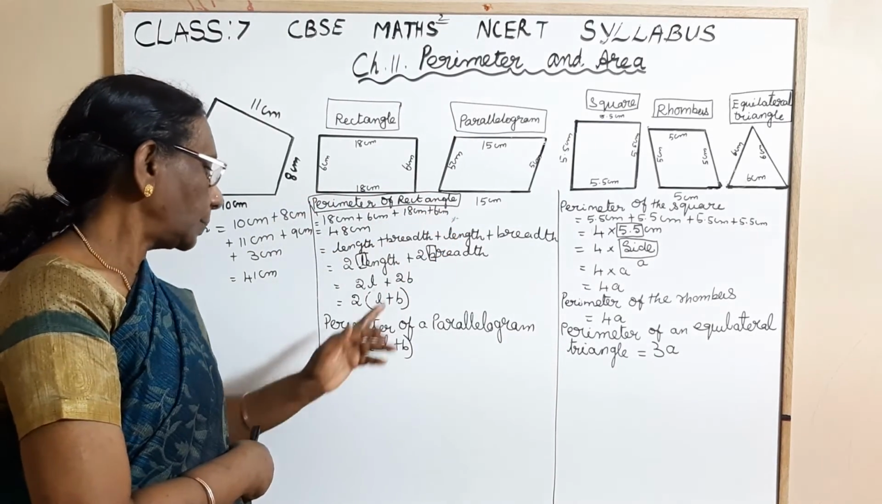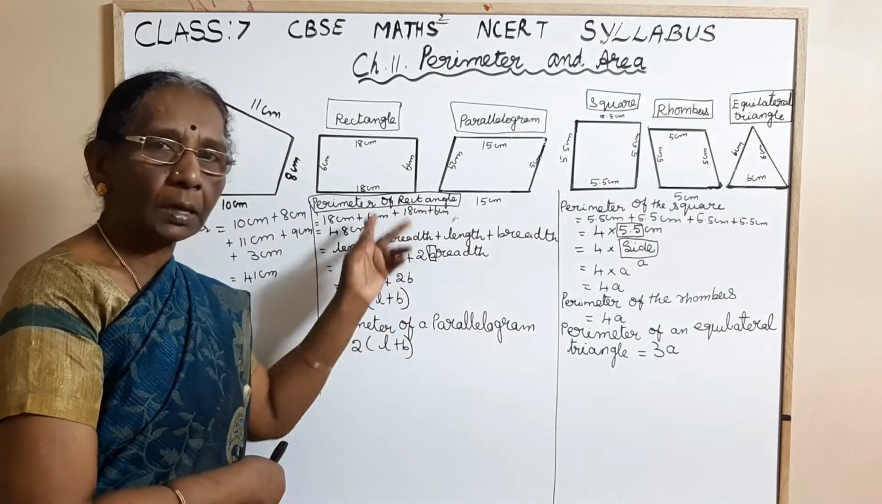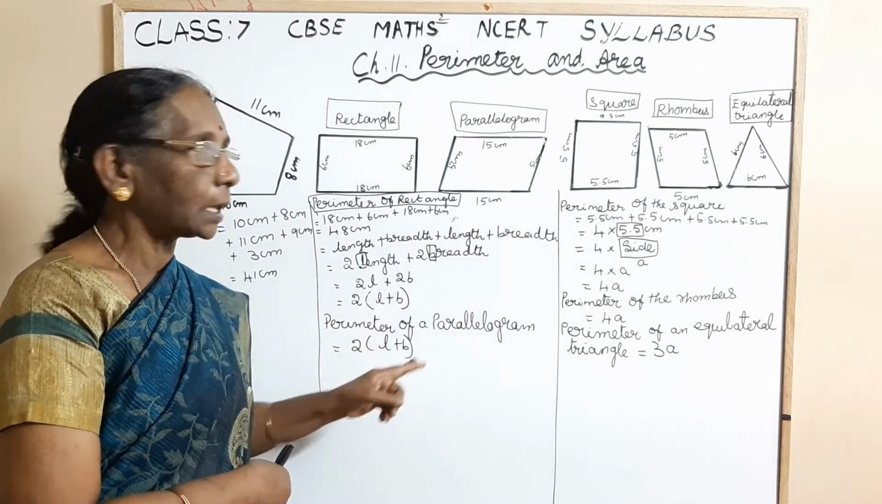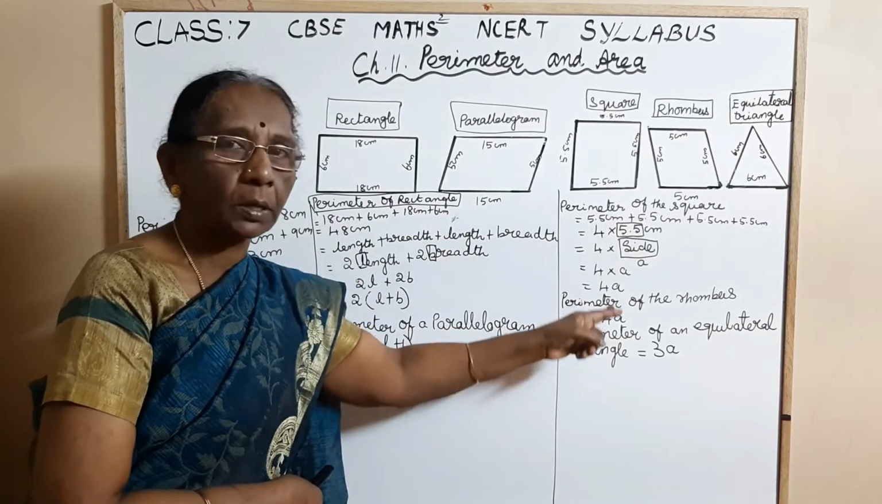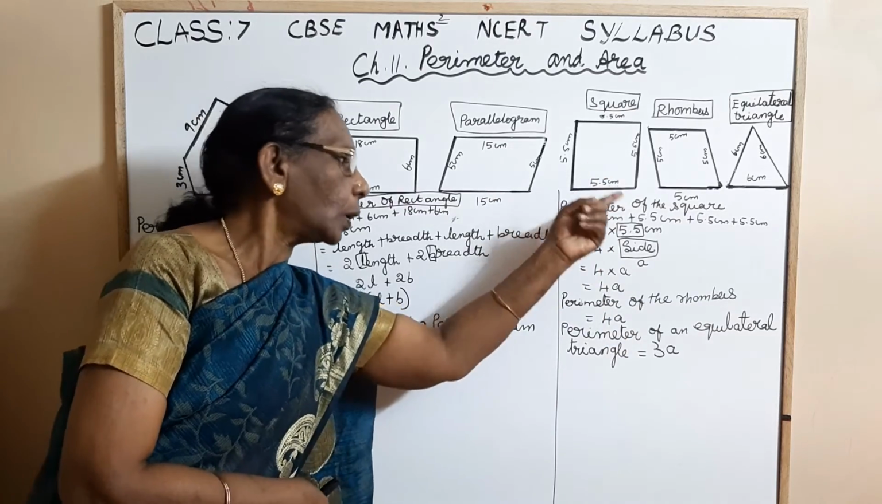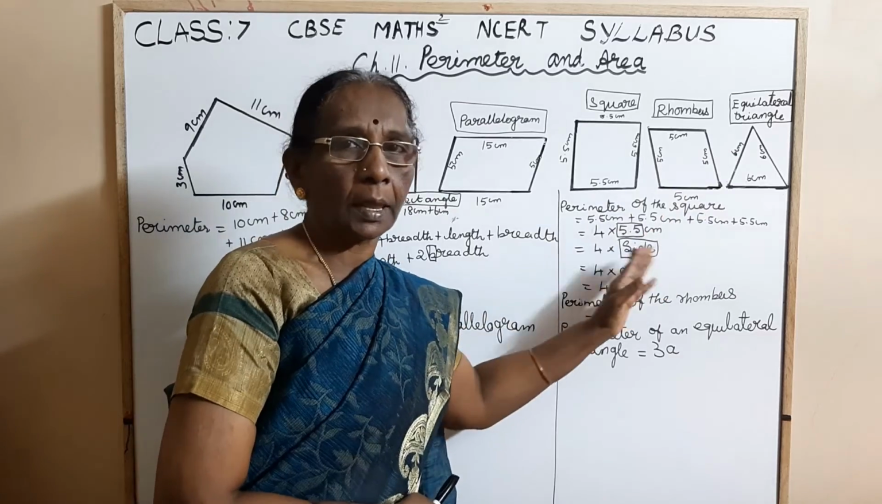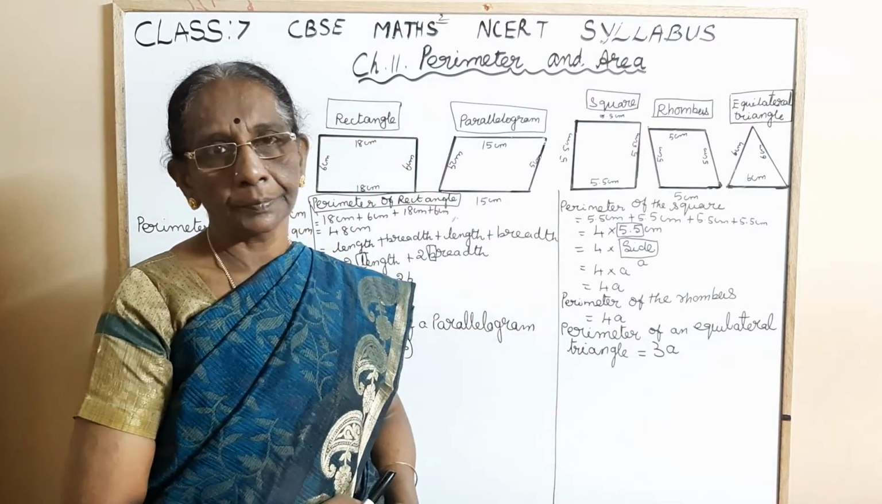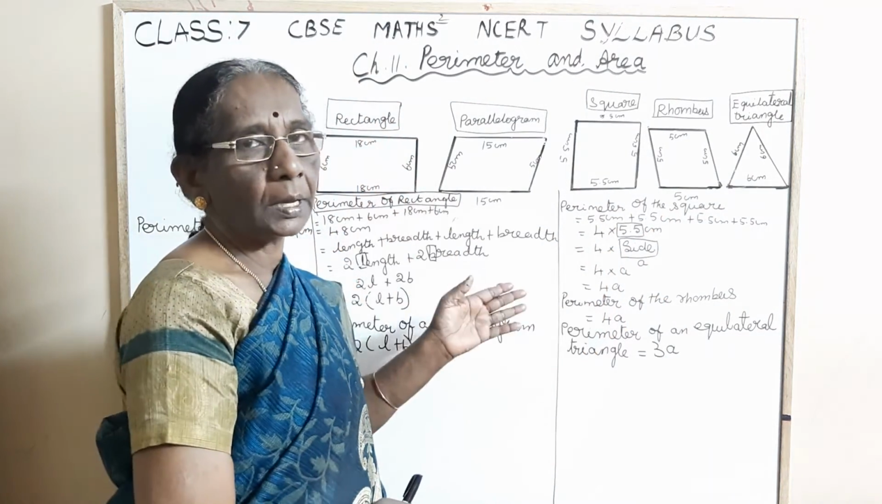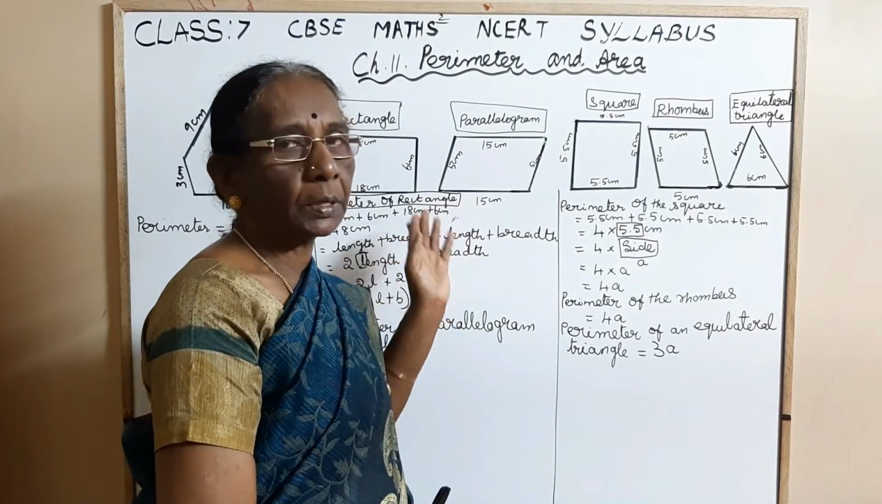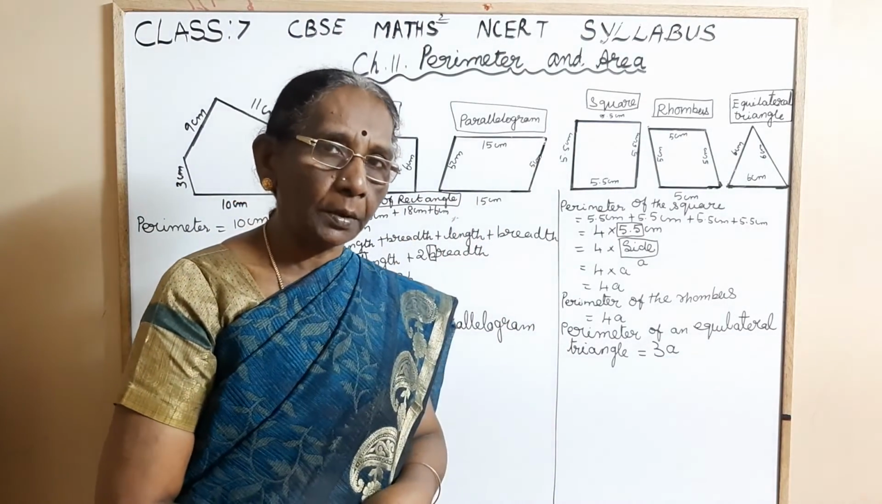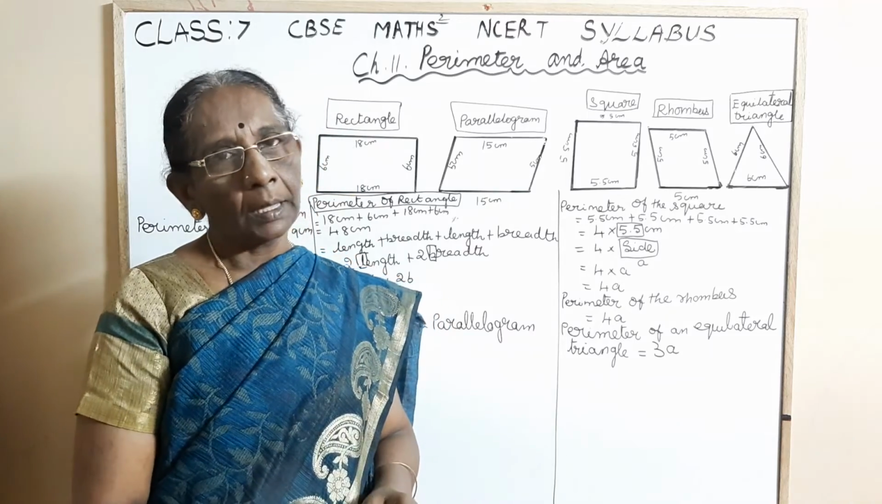Now these are the formulae you have to keep in mind. Perimeter of rectangle and perimeter of the parallelogram are the same: 2 into L plus B. Perimeter of square and rhombus are the same because all the sides are equal in both. Therefore 4 into A. And perimeter of an equilateral triangle is 3 into A. I think you might have understood these formulae. You have to keep these formulae in mind, and we can do the sums in the chapter.